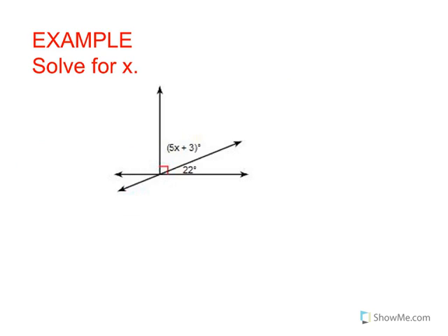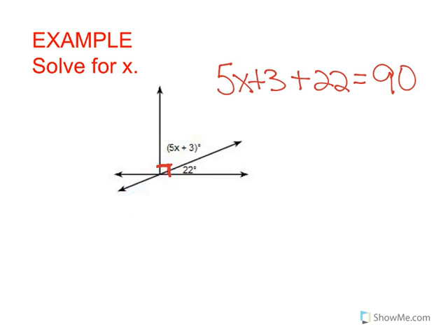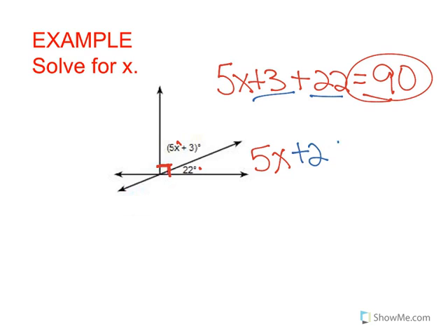I want to do this example. So again, we have a right angle box, so we know that these two add up to be 90. They are complementary. So we would do 5x plus 3 plus 22 equals 90. This is a lot like angle addition, because we do the part plus the part, but in this way we know that the whole is 90. So let's combine our like terms. I was just going to do it without talking through it, sorry. So 5x plus 25 equals 90. Subtract the 25.